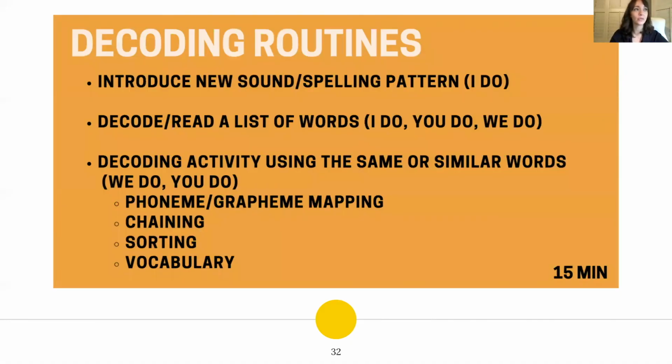So decoding routine, and you jump into your decoding routine. So you warmed up by doing all that great shh work. And so now you're actually going to show them. This is the digraph. SH, we say it shh. Watch my mouth when I say that sound. Shh, my lips are puckered. It's a continuous sound. I can say it until my mouth runs out of breath. Shh.